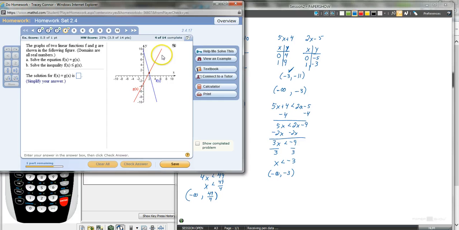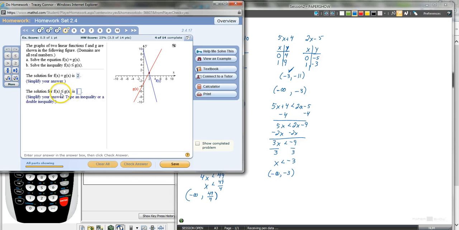So where f of x, this is your f of x, and we don't know what the equation is, they can give it to us, which you could figure out, but we just care about what this line is. This is f of x, this is g of x. They intersect when x is equal to 2. So your answer to this one here is just 2. And we'll check our answer, and we're good.